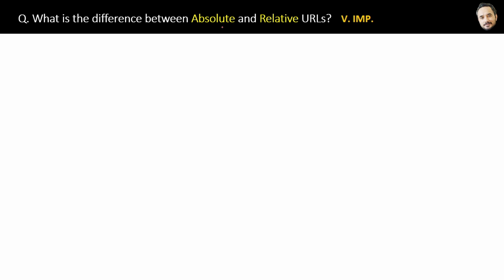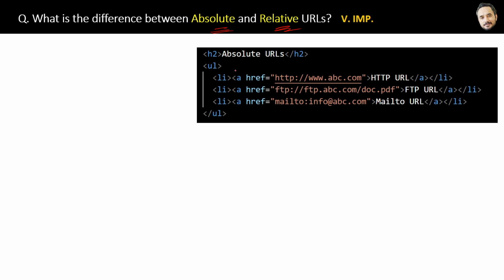What is the difference between absolute and relative URLs? Let's first explore the absolute URLs. Here you can see the code, and if you notice, here all the URLs are full and complete. Full website name, full FTP URL, full mailto information, right? These are all the examples of absolute URLs.